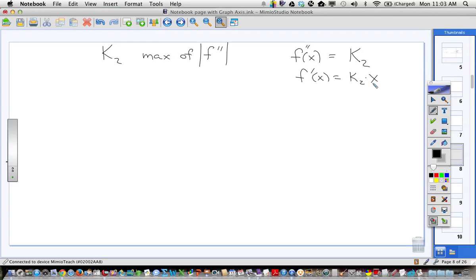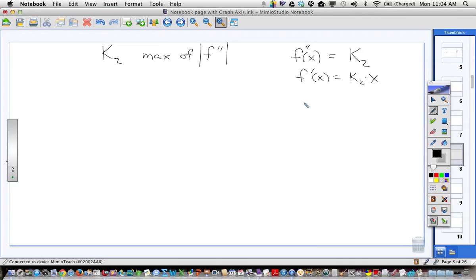Everybody with me? Now, normally, when I do an antiderivative, I would tack on a plus c. We're not going to worry about the plus c right now. You see what I just did there? We're going to assume the second derivative is k2 the whole time. So that's just a number. k2 is just a number. So I do the antiderivative, that number times x.